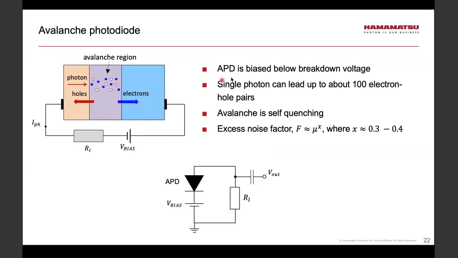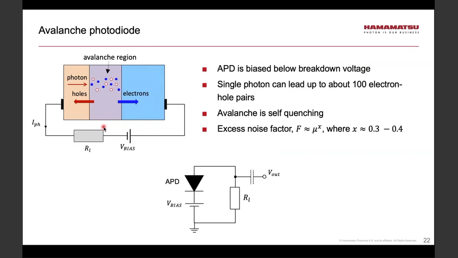So just a few points about the operation of APD. APD is going to be biased below the breakdown voltage. It has a gain, and therefore a single photon can lead to up to 100 electron-hole pairs or so. The avalanche is self-quenching, so you do not need any external circuitry or quenching resistors to terminate the avalanche.